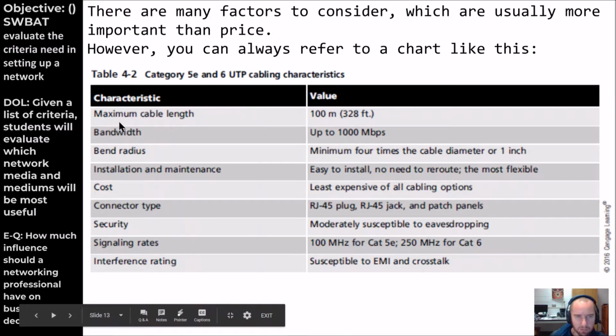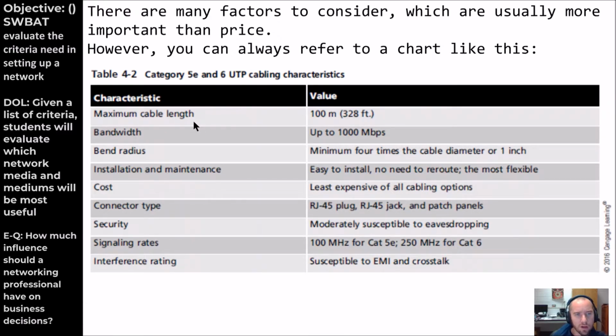Consider the maximum cable length that your medium of choice can reach. Consider the bandwidth and what your needs are. Consider the bend radius in case you have some tricky corners in the office or something. Consider your ability to install and maintain the wired network. There's cost again. Connector types get crazy, so make sure, this is the most obvious one, make sure your NIC cards are compatible with whatever it is that you're choosing, whether it's Ethernet, Cat cables or fiber optic cables.